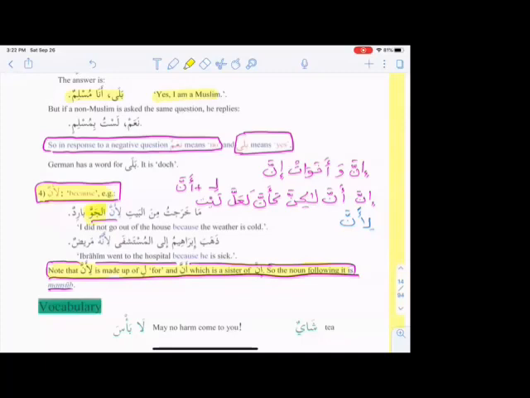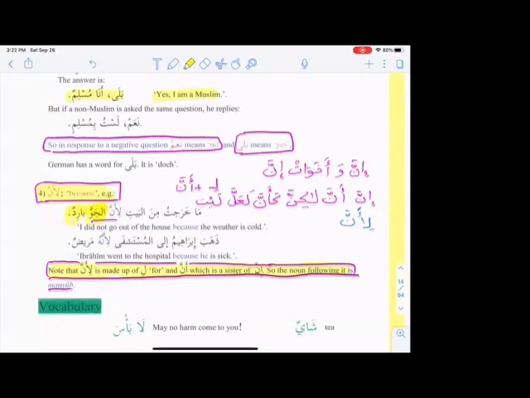What is jawwa? Mansub. What is it? Ismu anna. You can say ismu anna, yeah, I think ismu anna is okay. And then khabar is marfu baridun, because the weather is cold. Zahaba Ibrahimu ila al-mustashfa. Fine.